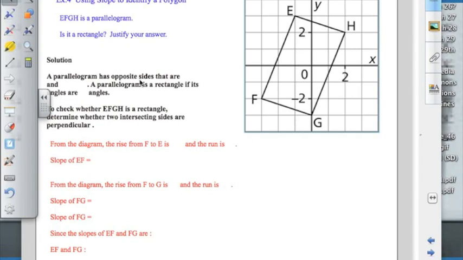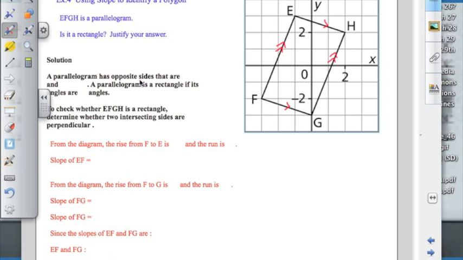So this is example 4. In example 4, what they're asking us to do is determine if a polygon is a rectangle. So what they tell us is that the polygon EFGH is a parallelogram. So what we can do right away is mark the opposite sides with the symbols that we use to indicate that opposite sides are parallel.